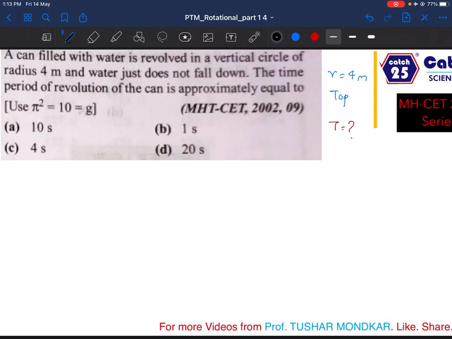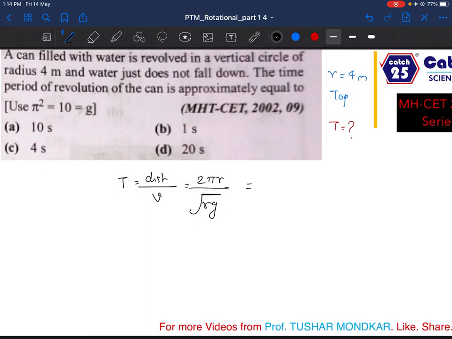First thing that we need to do is consider the formula of time period. The basic and simplest formula of time period that I could think of is this. Time period is distance upon speed. So distance is 2 pi r and the speed at the top position is root rg. So now we just need to substitute the data, or we could modify it further.